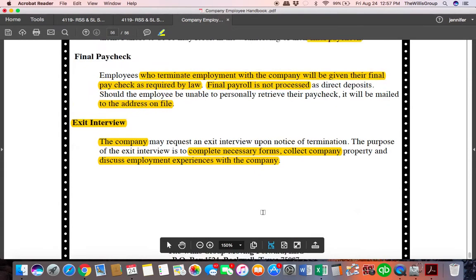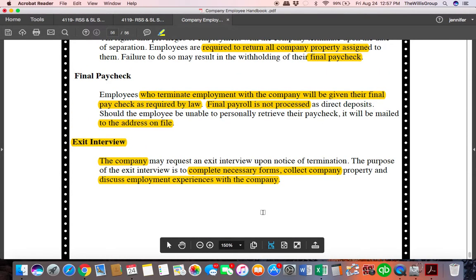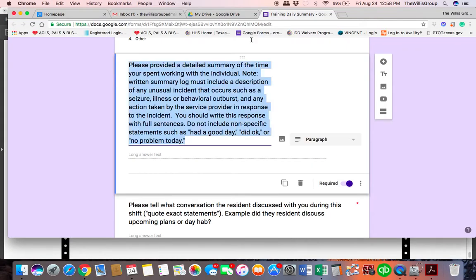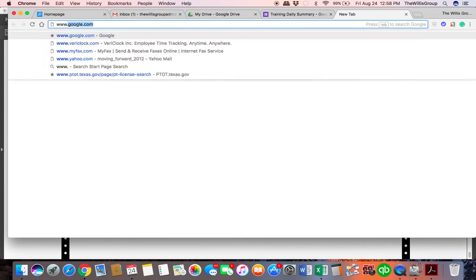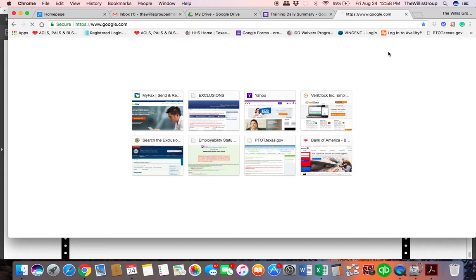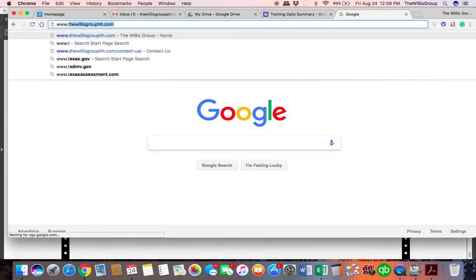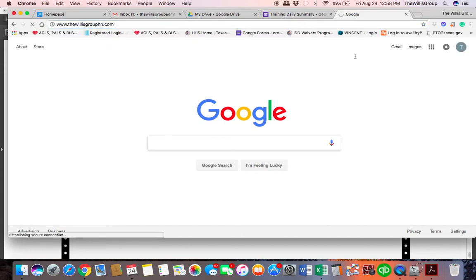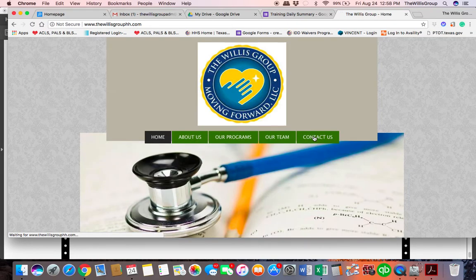This wraps up the information and the training in reference to the company handbook. If you have questions, you may definitely contact your supervisor. If you are comfortable, you can also provide feedback online to your supervisors about this training and any other trainings. To do that, you can simply go to the company's website at thewillardsgrouphh.com, and from that website, you are able to go to our contact us page.